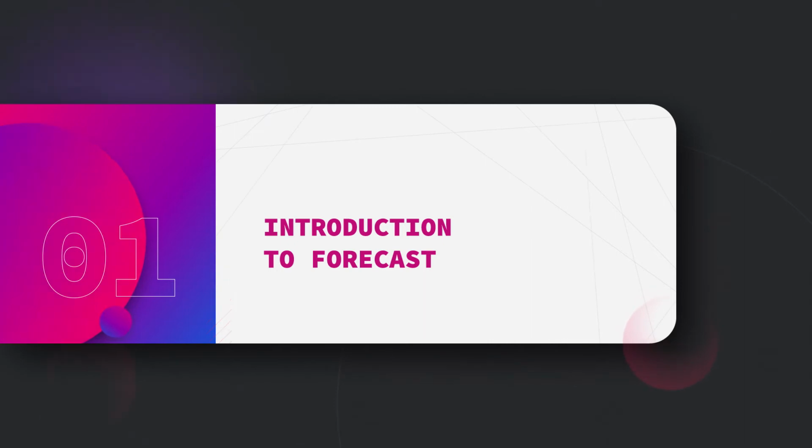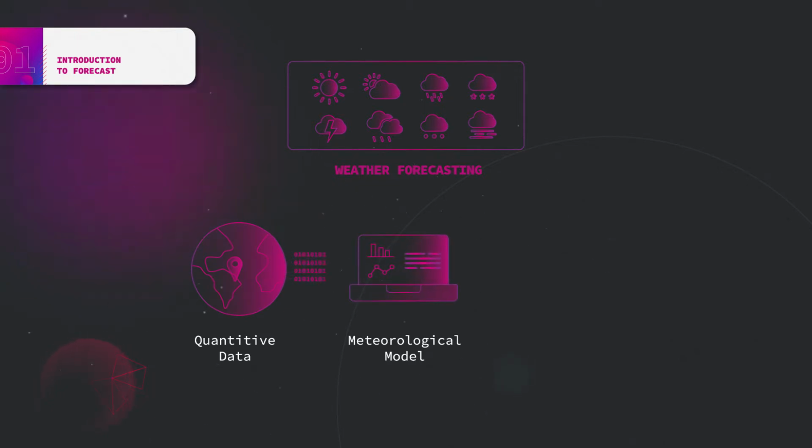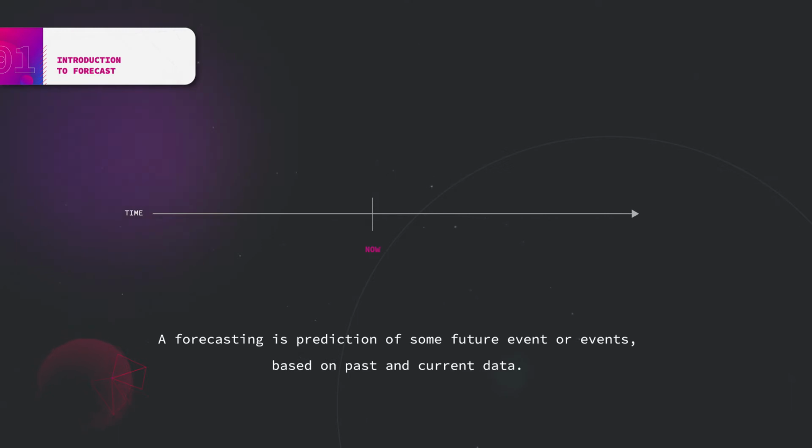Everybody has heard about weather forecasting. Weather forecasts are made by collecting quantitative data about the current state of the atmosphere at a given place, and by using meteorology to project how the atmosphere will change. In general, a forecast is a prediction of future events based on past and current data.